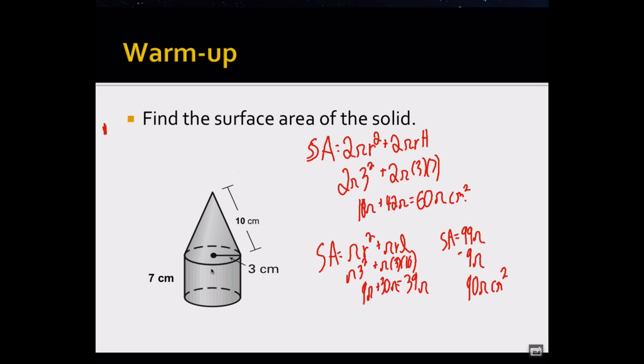I think you'd have to subtract another 9 pi because you counted that surface twice. You have to subtract that twice because it's the bottom of the cone and the top of the cylinder. It's two surfaces, so you have to get rid of this and this. I counted this twice. Yeah, you counted that twice.